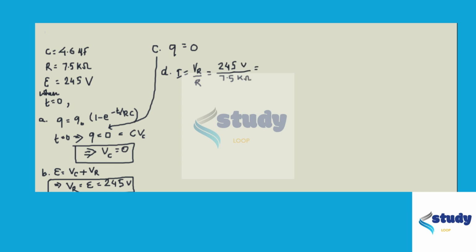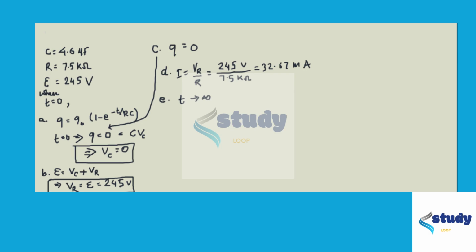So this gives me I equals 32.67 milliamperes. Okay, so this is the current through the resistor. Now the next part says after a long time, so long time means t tends to infinity, a long time after the circuit is completed, what are the values? We need to find all the values from A to D.